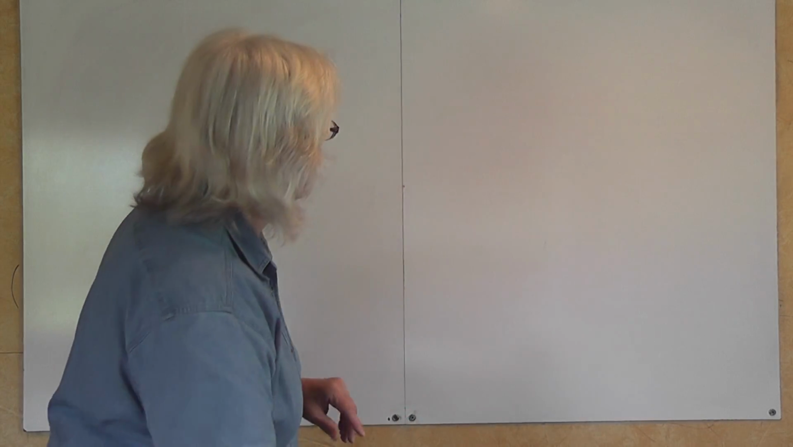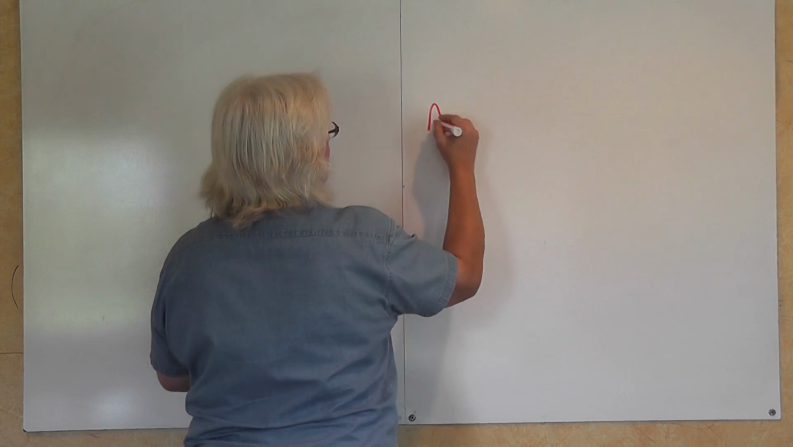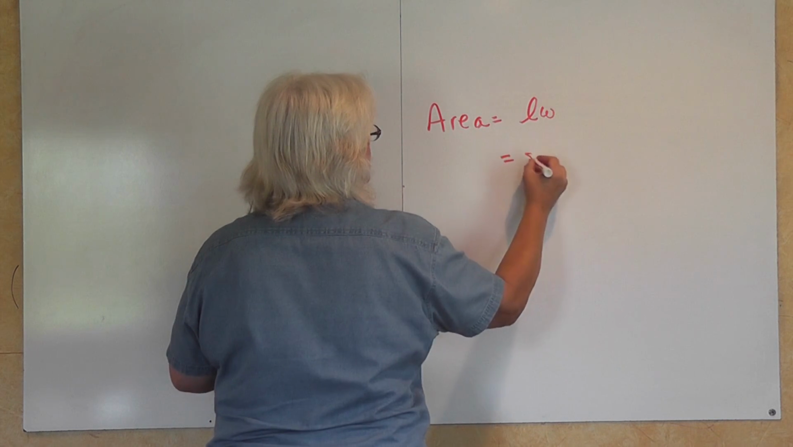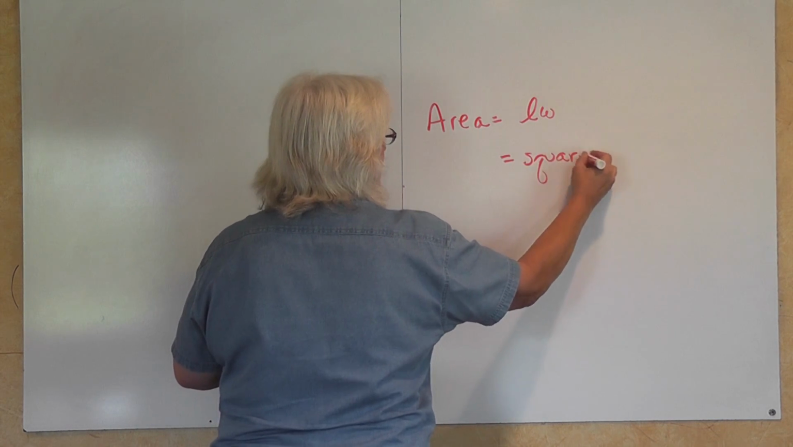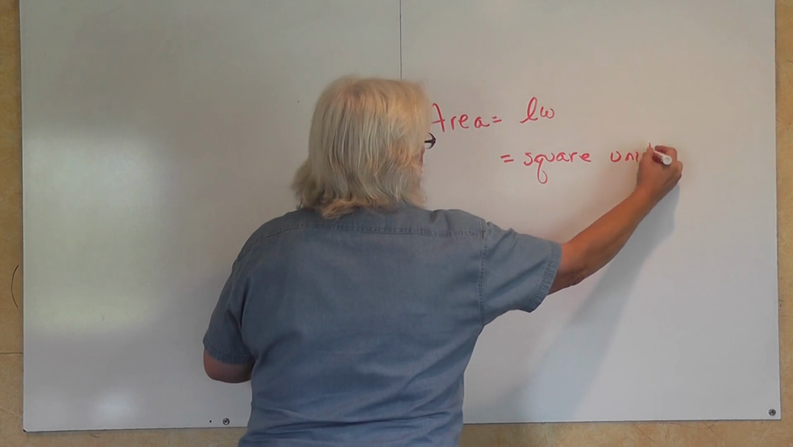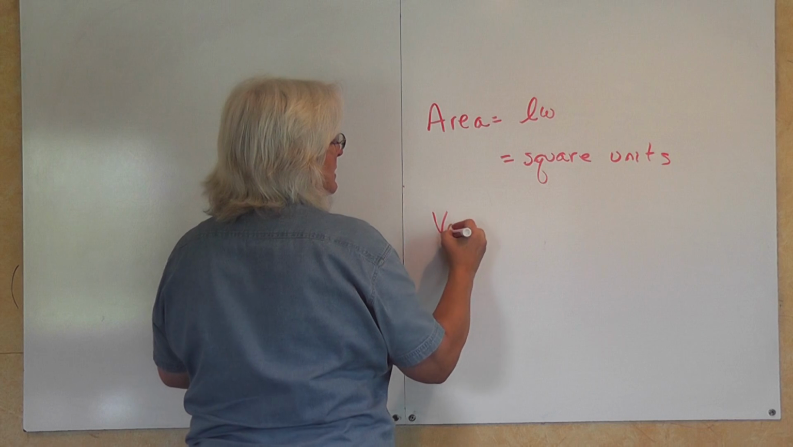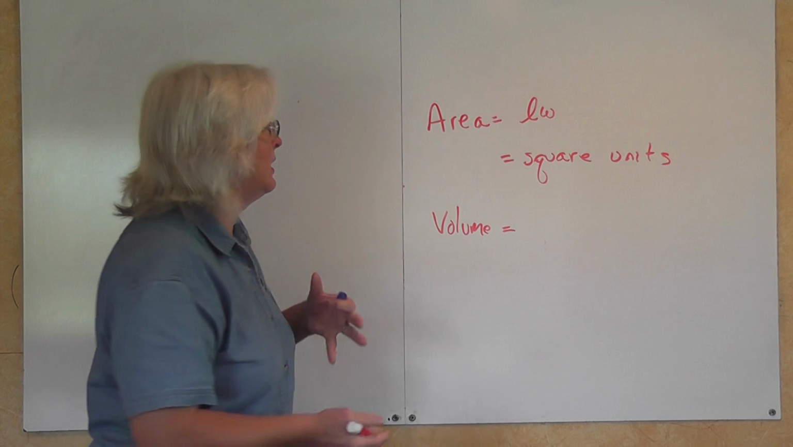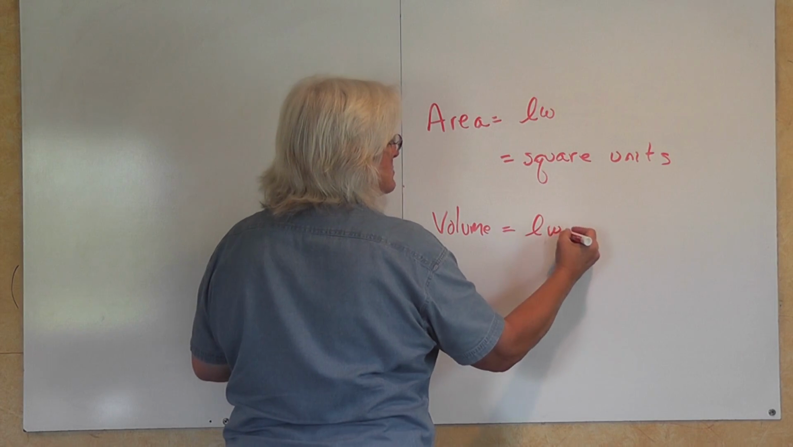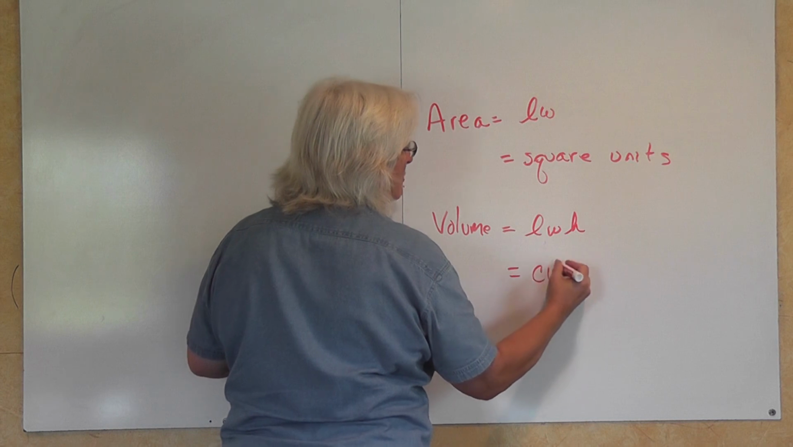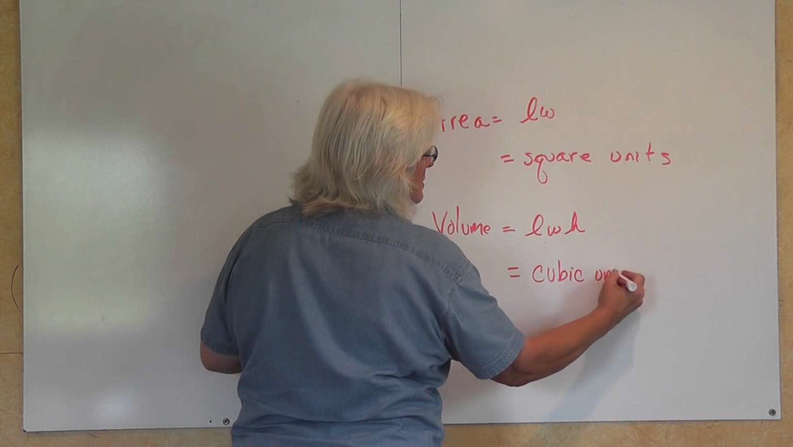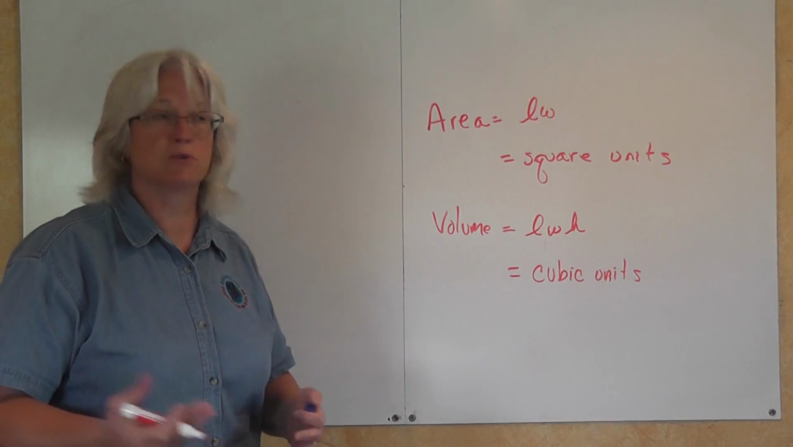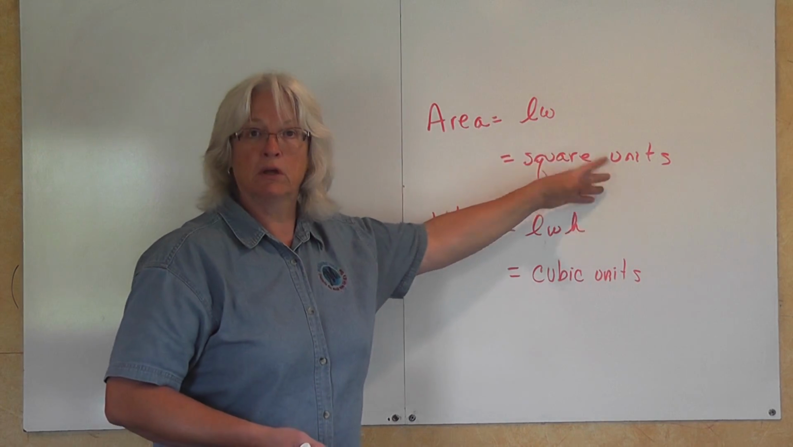And just like area is square units because you have length times width, so you have square units because the units are used twice. Volume, there are three dimensions. In the most basic generic formula for finding volume, it's length times width times height, so you have cubic units, because the units are used three times. So whether you're measuring inches, feet, miles, centimeters, millimeters, area is square units.